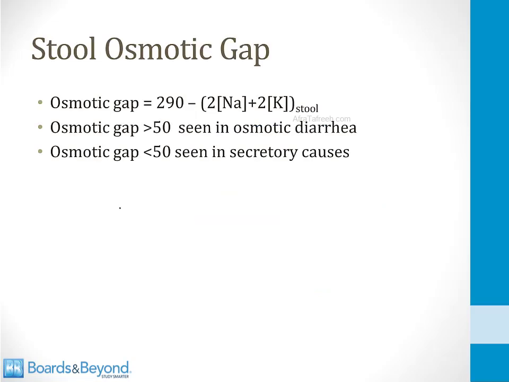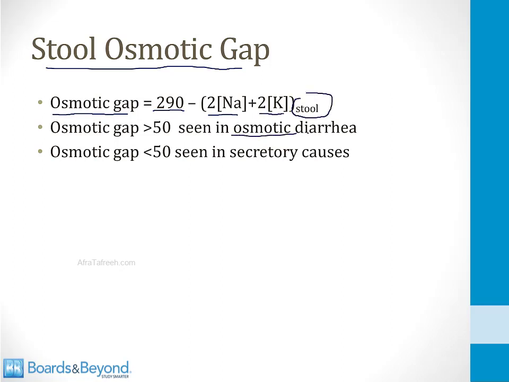Because watery diarrhea can be due to an osmotic cause or a secretory cause, there is a test that is sometimes used to differentiate between secretory and osmotic diarrheas, and that test is called the stool osmotic gap. To calculate the stool osmotic gap, you need to send a sample of stool to the laboratory and ask them to measure the sodium and potassium concentrations in the stool. You can then calculate the stool osmotic gap by taking 290 and subtracting 2 times the sodium concentration plus 2 times the potassium concentration in the stool sample.